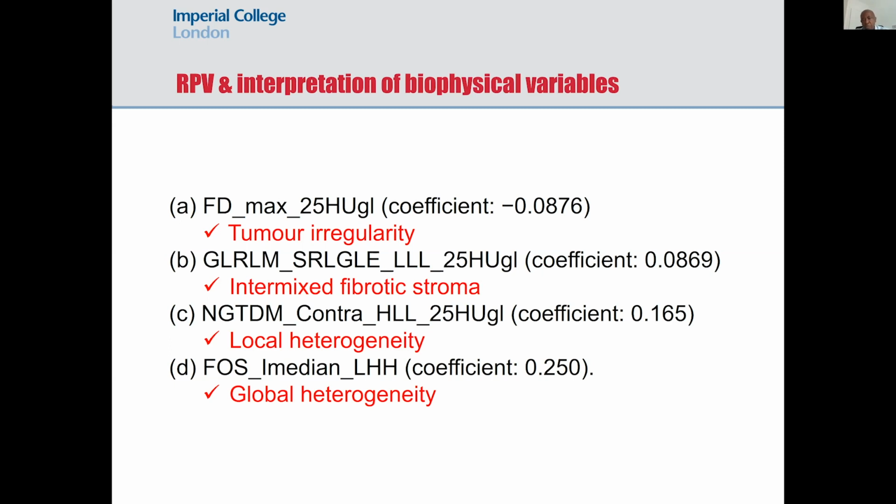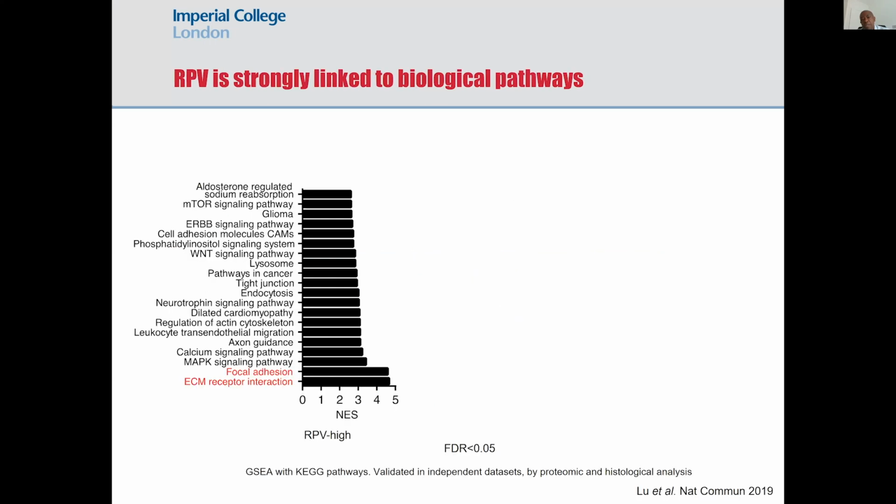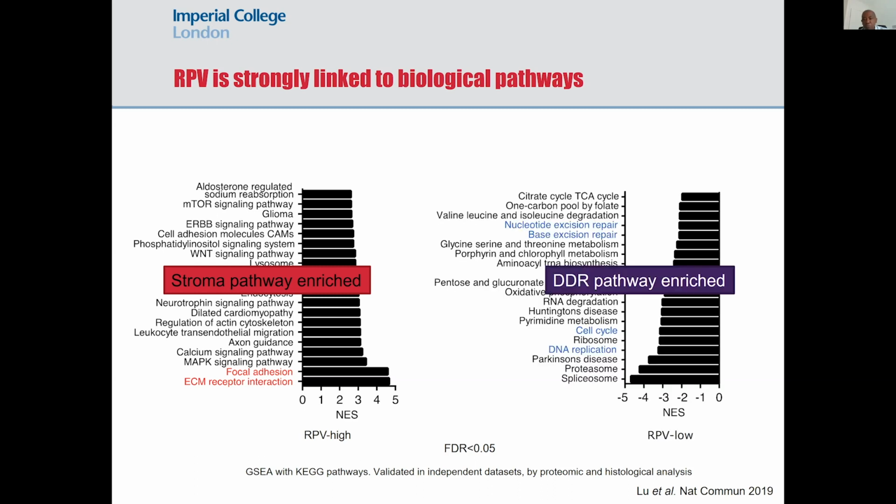And so we were lucky to have fresh frozen samples for all these patients. And so managed to run proteomics and targeted sequencing, as I've already elaborated. And what we found by doing a gene set enrichment analysis was that the RPV high group was enriched in stroma, while the RPV low group was enriched in DNA damage response pathway, more accurately, homologous recombination.